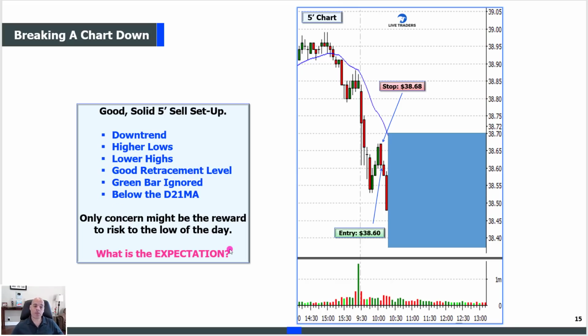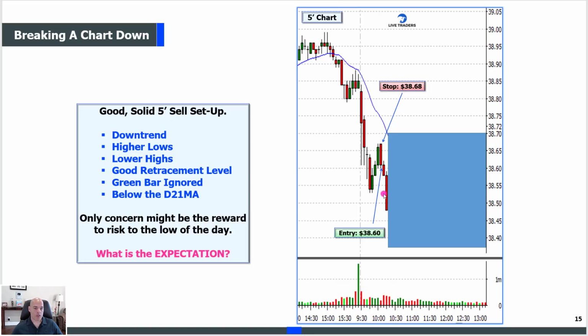Possibly. So our expectation here is that this stock, because of all of the positive attributes, should put in a new low. I'll repeat that. It should put in a new low. And guess what? It does. It puts in a new low. So far, this is a pretty good sell setup.